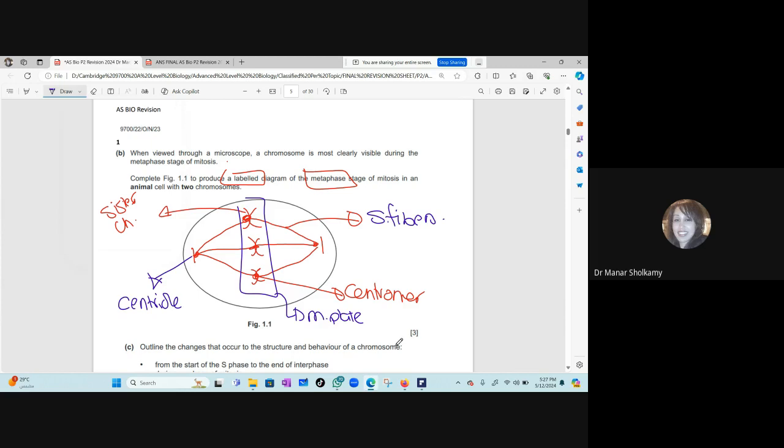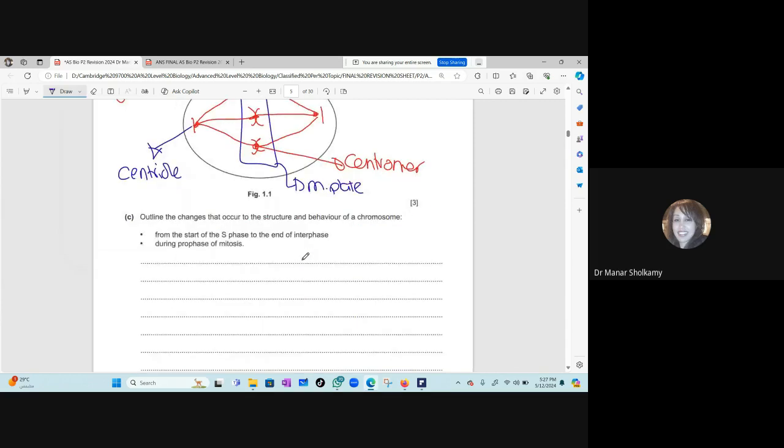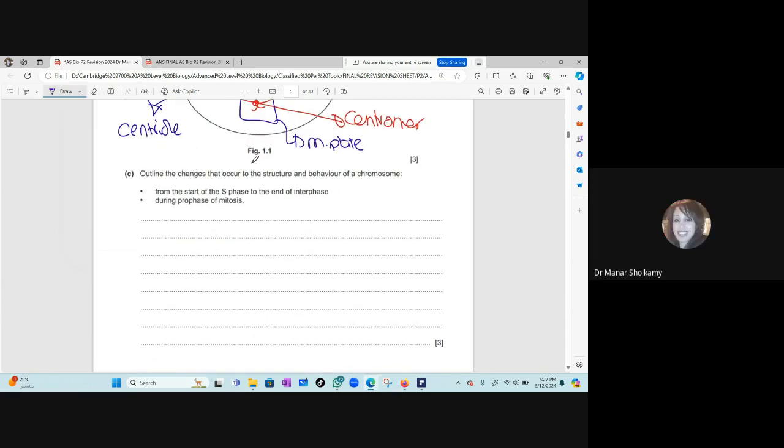Okay. Perfect. Because it's 3 marks, when you see a question worth 3 marks and above, be generous in the question. Always write more. More is better than less. Now, outline the changes that occur to the structure and behavior of a chromosome from the start of the synthesis phase to the end of interphase and during the prophase.